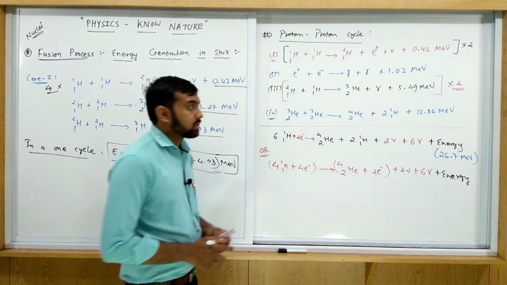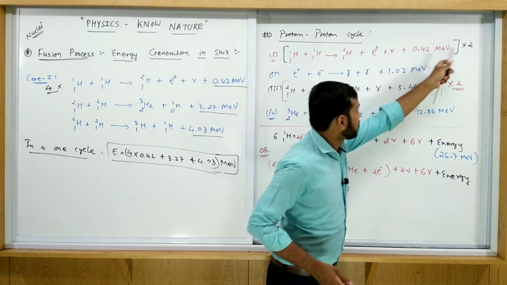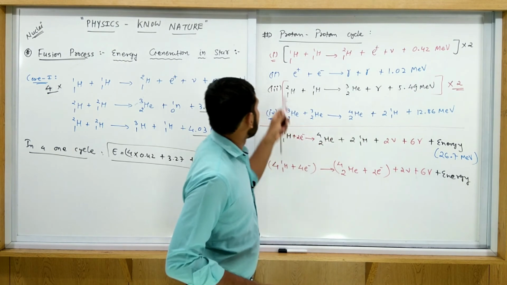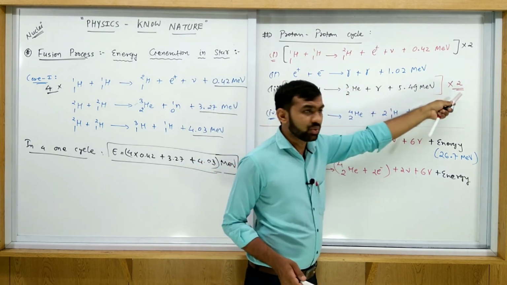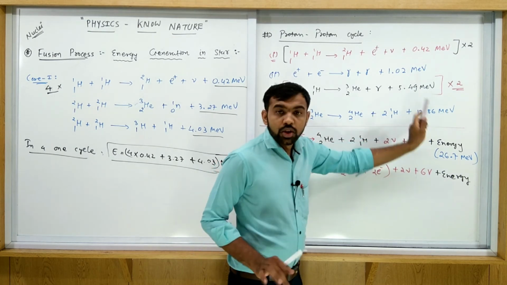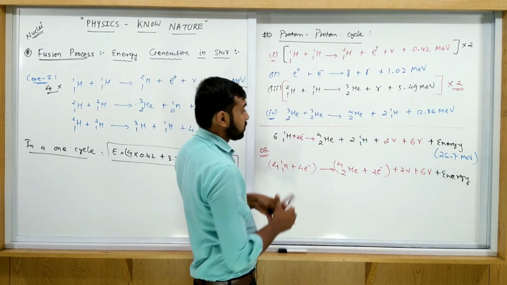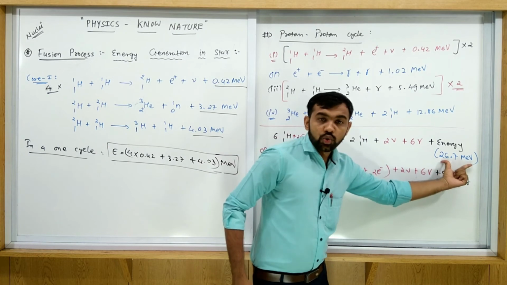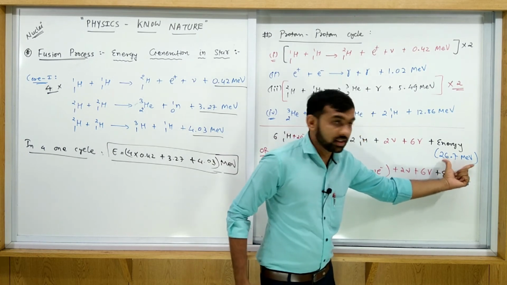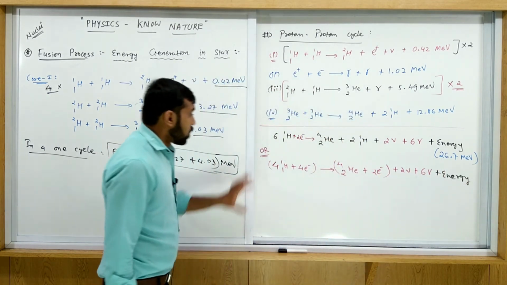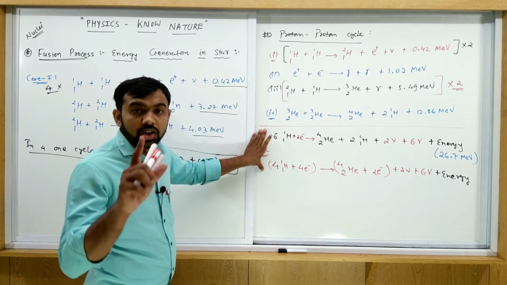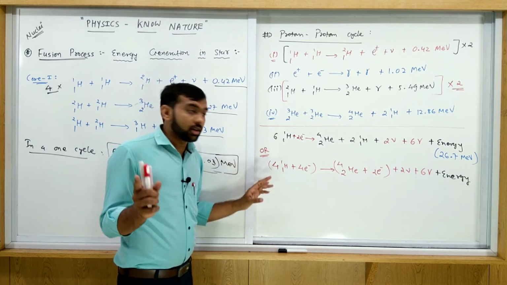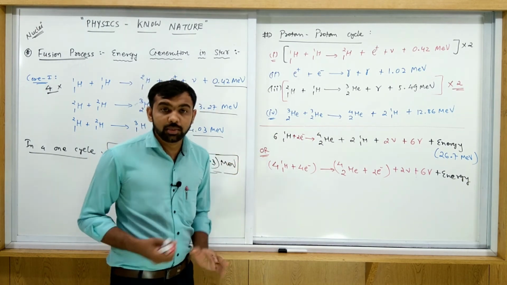26.7 MeV means you just count all these values: 0.42 into 2, plus this process 1.02, this process 2 times 5.49 into 2, and 12.86. So finally after calculating all these values, you get 26.7 MeV energy released in this process. You must remember this: like the fission of uranium, where 200 MeV energy is released.